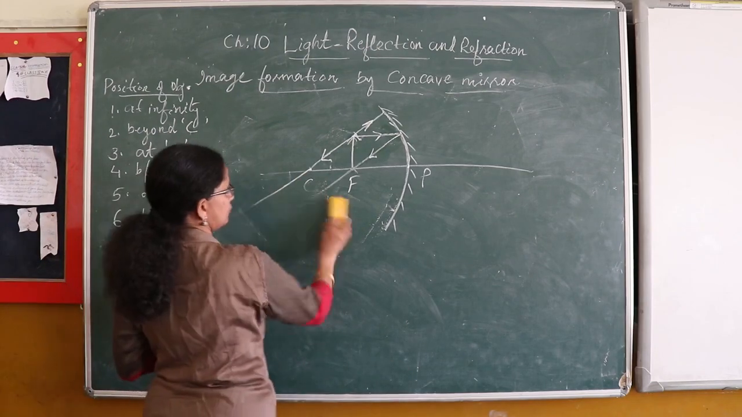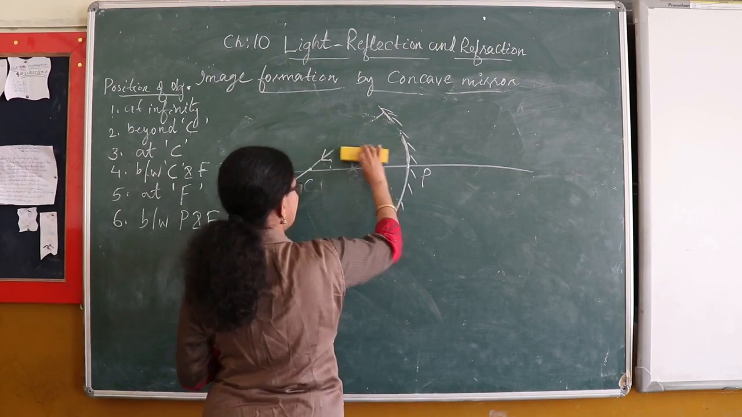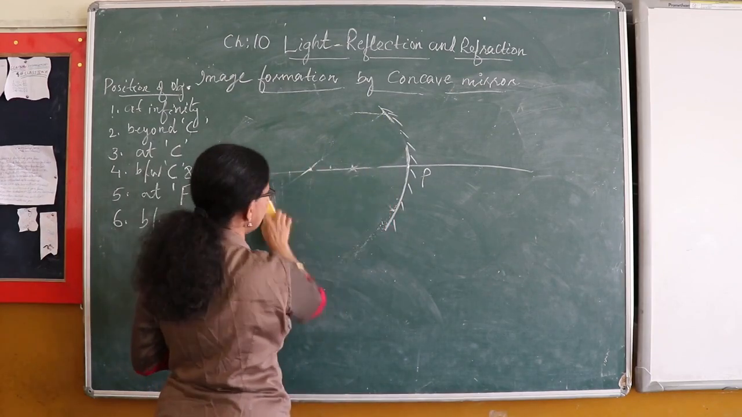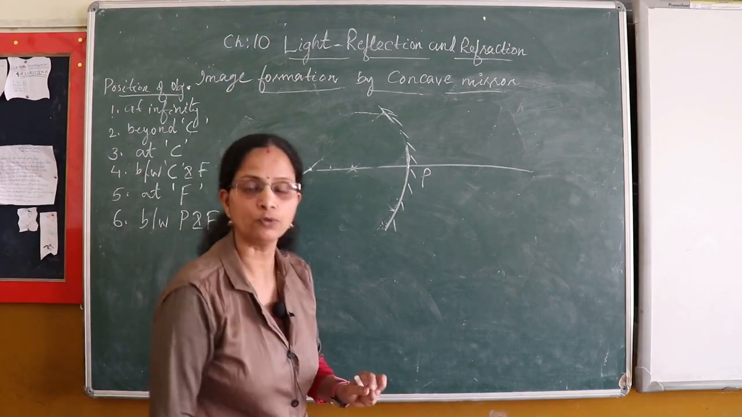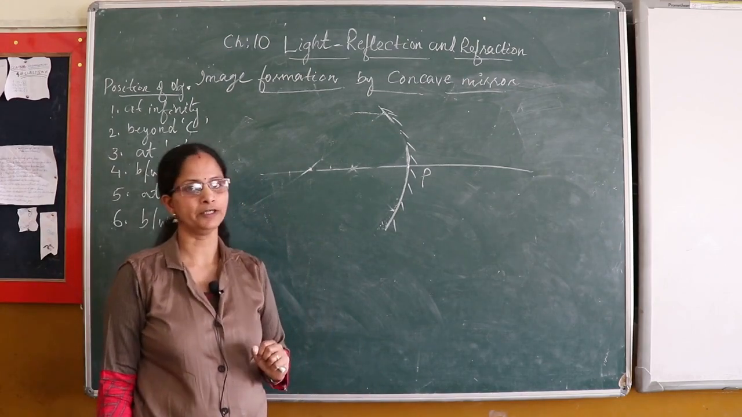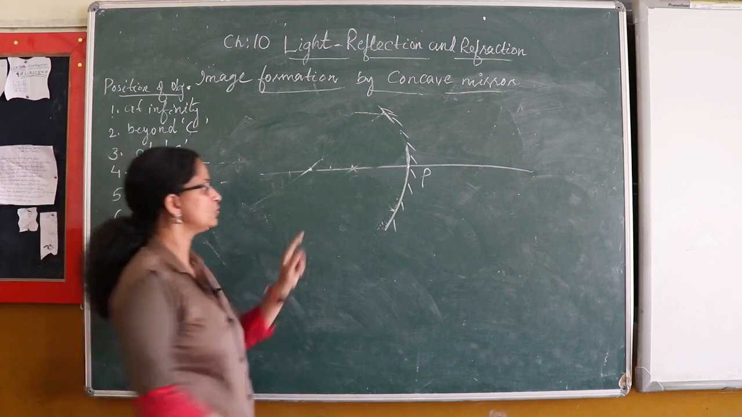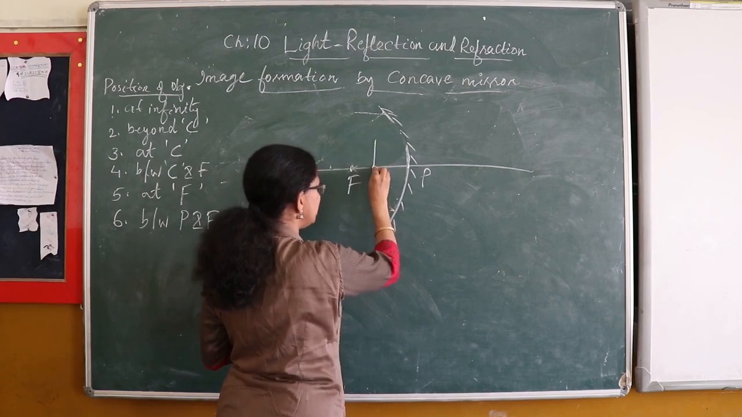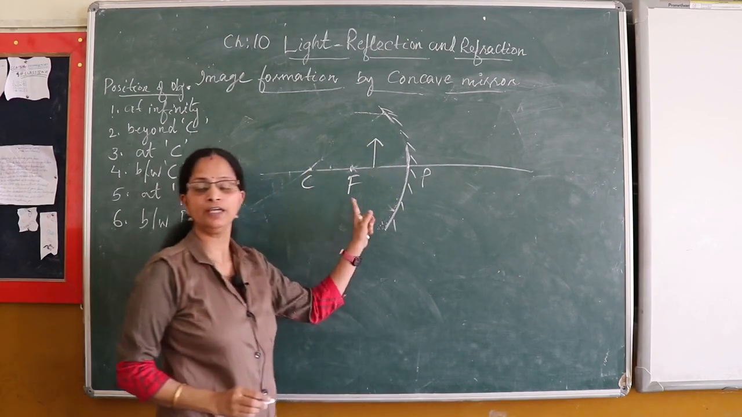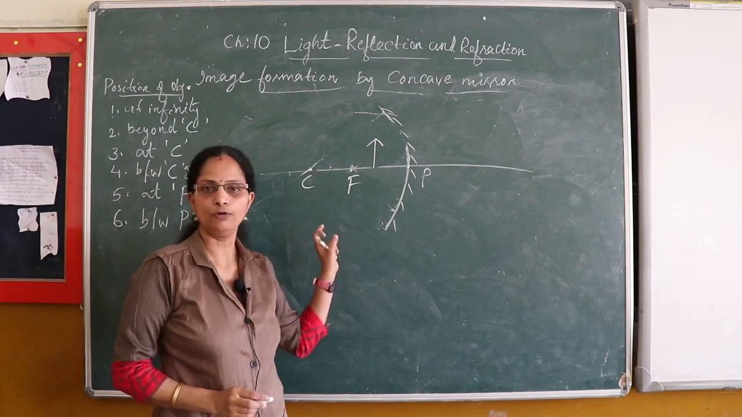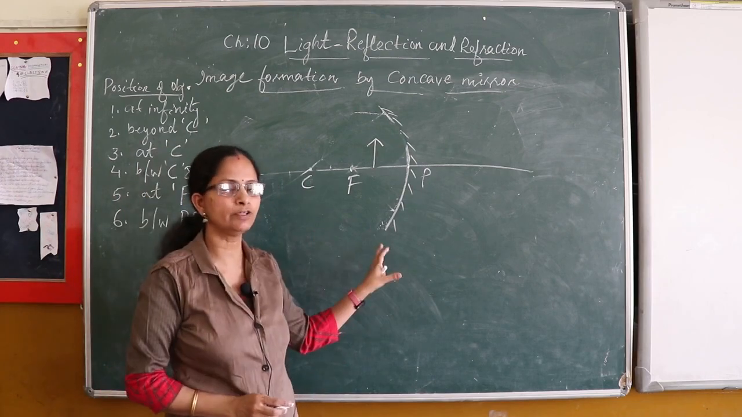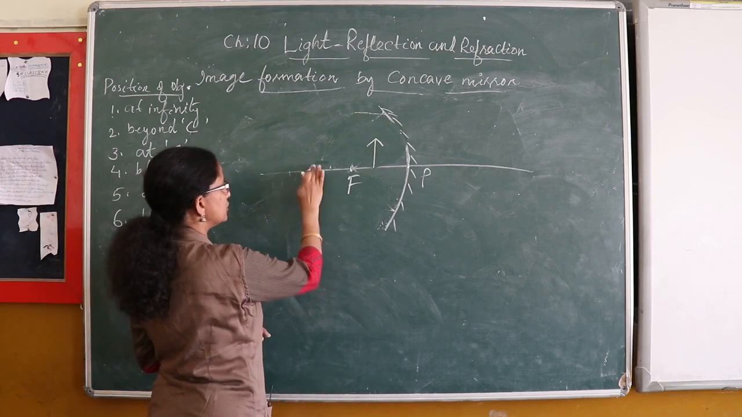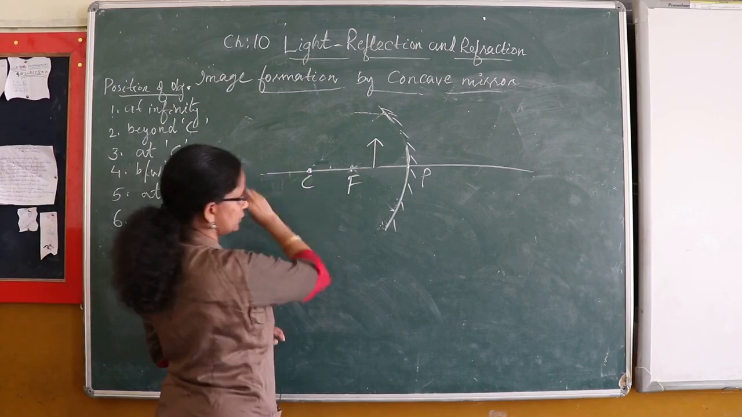This is a special case for this concave mirror, somewhat different from the other situations, because in all the other cases, we saw the concave mirror forms a real image. But in this last situation, when we keep the object between P and F, the concave mirror forms a virtual image. Only in this situation can the concave mirror form a virtual image. So, we can see how this virtual image is formed in this situation.